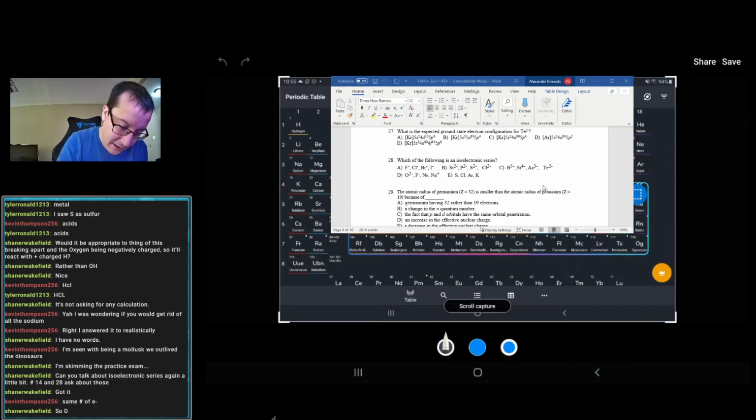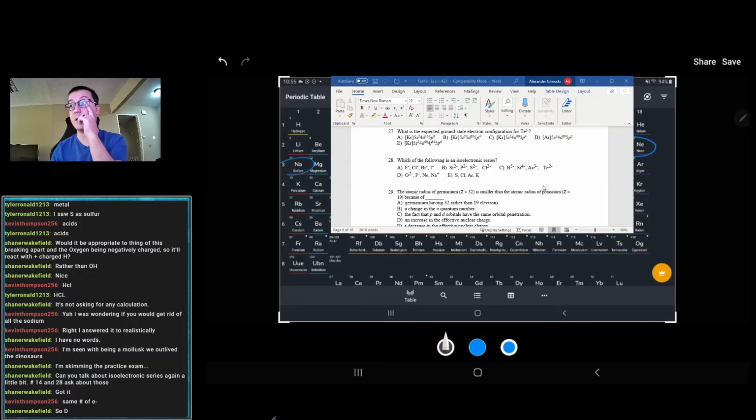We're looking at two kind of blobs. We're looking at this one, or we're looking at this one. And so for isoelectronic, it's going to be D for sure, but we're just looking for which ones have the same number of electrons. If you look at D, all of those have 10 electrons, and so that's why D will be the correct answer.